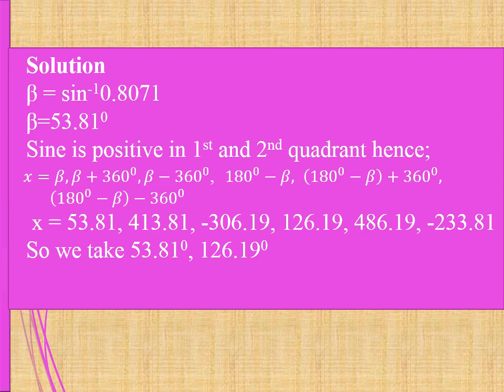From this, after we replace beta with 53.81, we are going to get x is 53.81, 413.81, negative 306.19, 126.19, 486.19, negative 233.81. From the range that is given, we are going to take x as 53.81 and 126.19 as the solution.